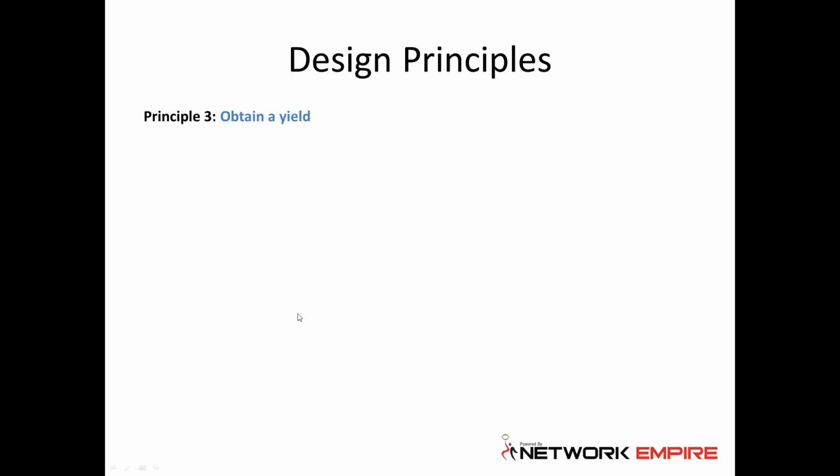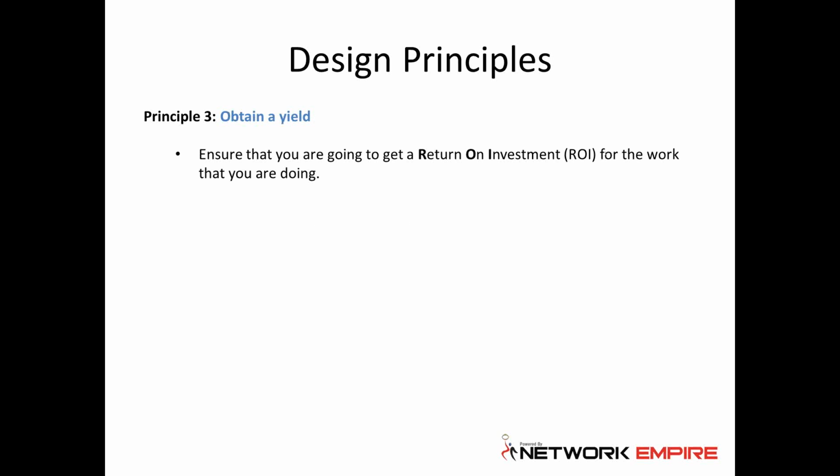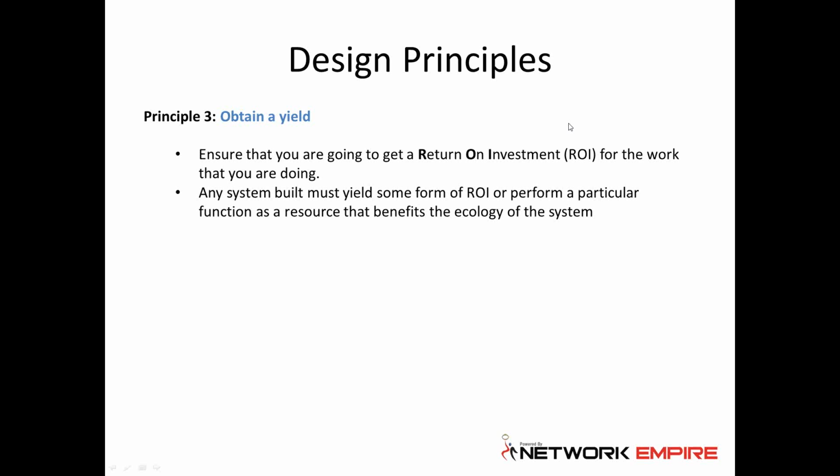Okay. The third principle that we've got is obtain a yield. We want to make sure that there's going to be an ROI for the work that we're going to do. There's no point just building a website for the sake of it. Why are you building a website? What's the purpose of this actual website we want to build? Any system that you build must yield some form of ROI or perform a particular function as a resource that benefits the ecology of the system that you're building.